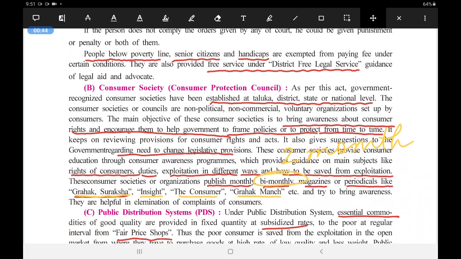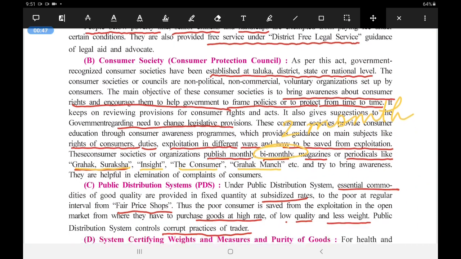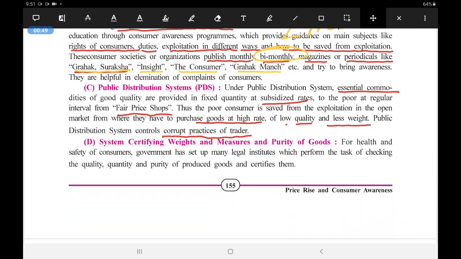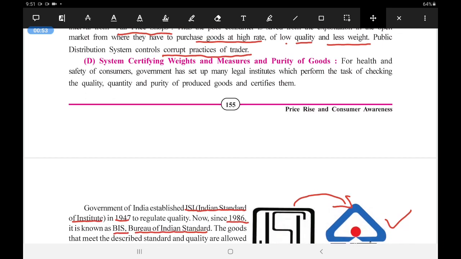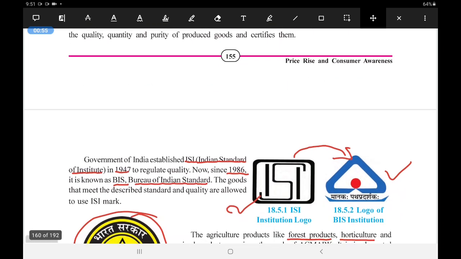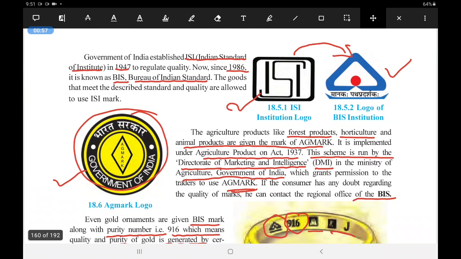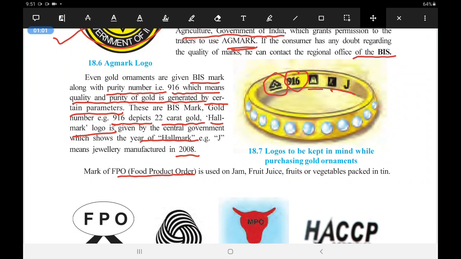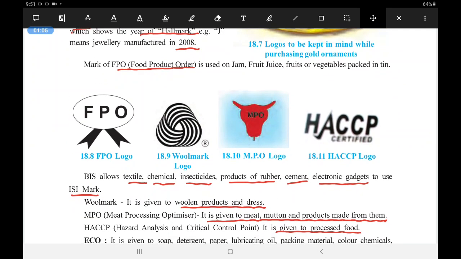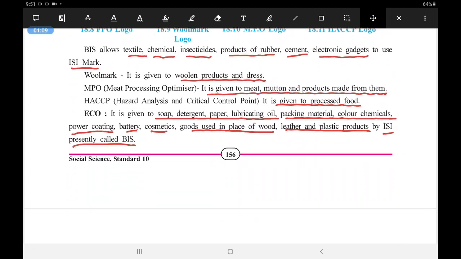We also saw about the consumer societies, various forums and other things, the public distribution system. And the main important topic that we studied was certified weights and measures. That is the ISI mark, BIS mark, Agmark. Then the 916 logo, which is given to gold. We also saw about the FPO, Woolmark, MPO and HACCP logos, right?